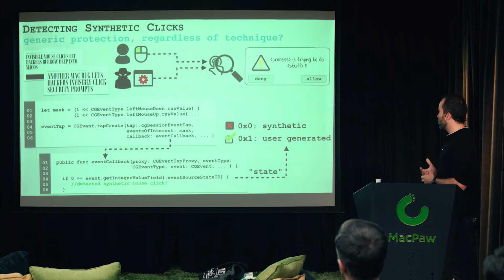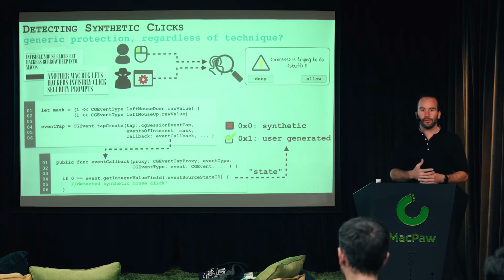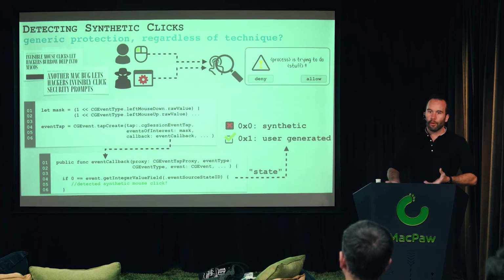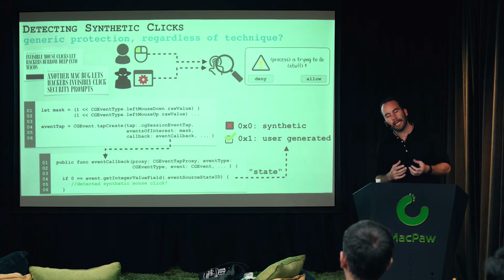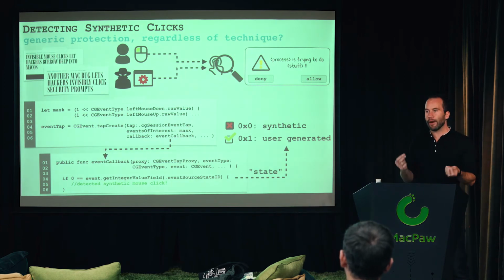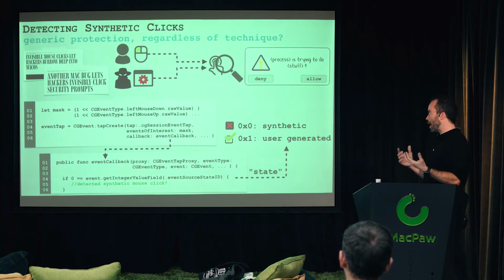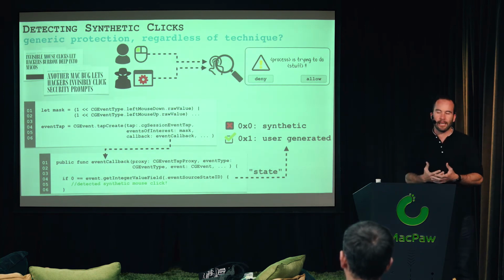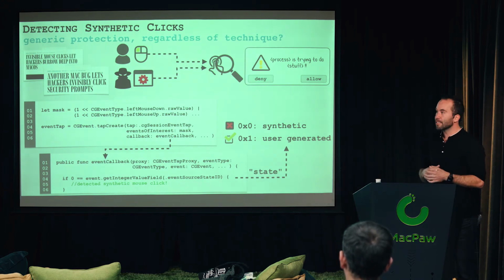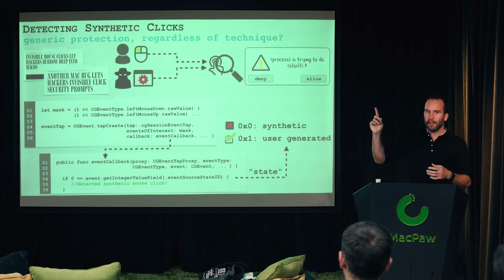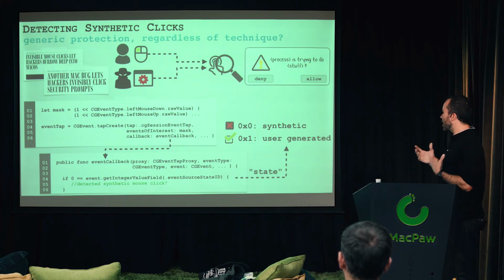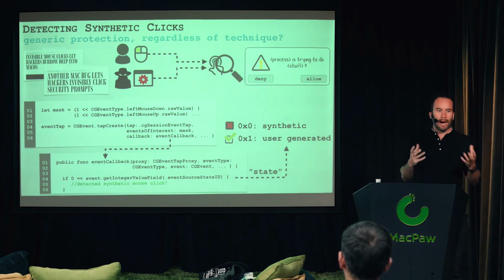Fruit fly, we talked about earlier as well, also has the ability to generate synthetic clicks. Synthetic clicks are just programmatic mouse and keyboard events, and this is a very powerful capability that malware often uses because it gives the malware the ability, for example, to interact with security prompts. A lot of security prompts on macOS say, do you want this application to access your mic, for example? If you can send a synthetic click and click on the allow button, you can basically approve yourself as malware. So this is, again, a very powerful capability that malware has.